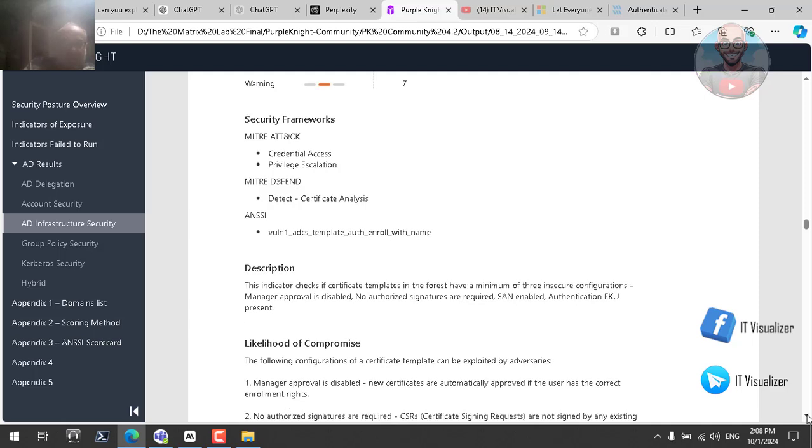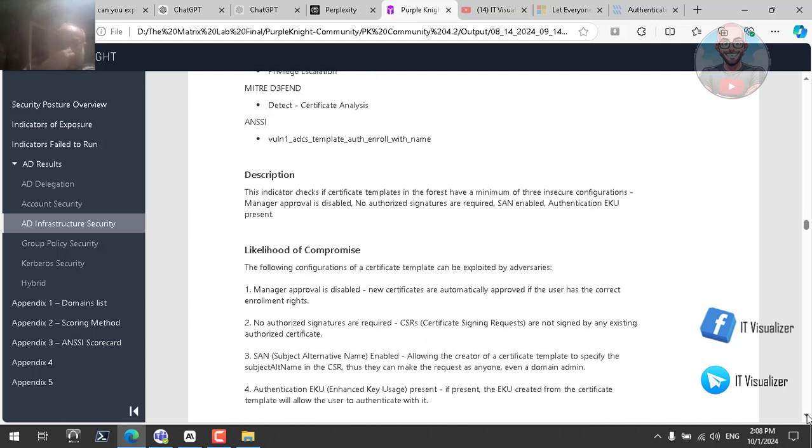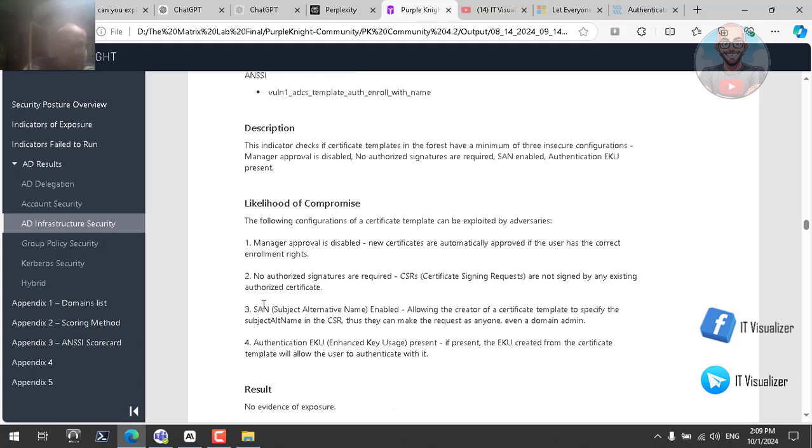And here it is talking about each one of these options and why enabling them is dangerous on any certificate template. Manager approval is disabled: new certificates are automatically approved if the user has the correct enrollment rights. No authorized signatures are required: certificate signing requests are not signed by any existing authorized certificate. So the certificate is not signed and it's not approved by the domain admin or the manager of the certificate server. SAN, subject alternative name, enabled, allowing the creator of the certificate request to specify a subject alternative name, which is very, very dangerous.